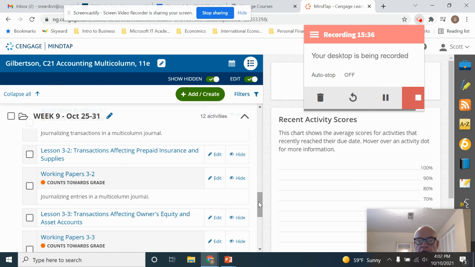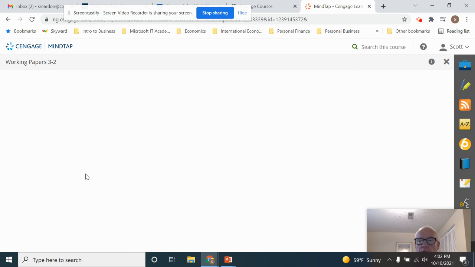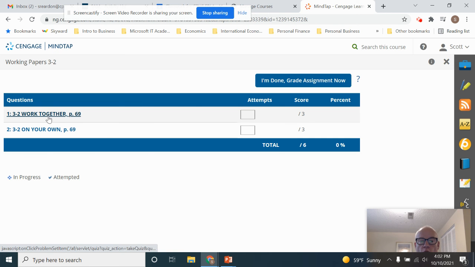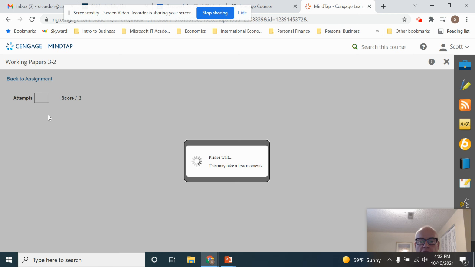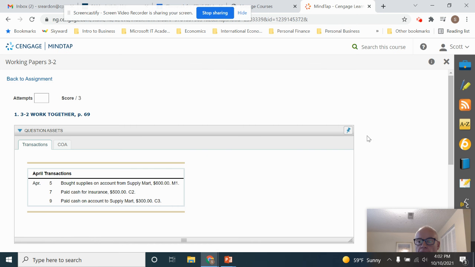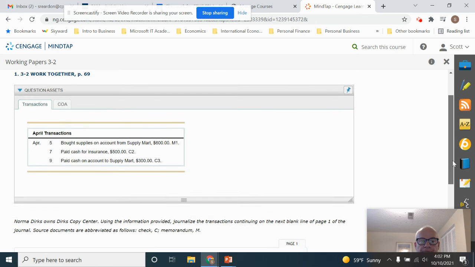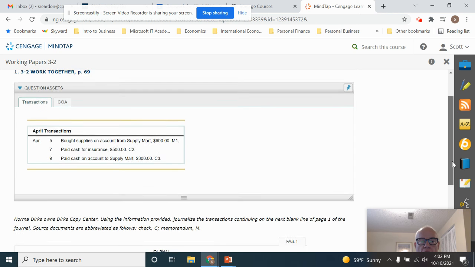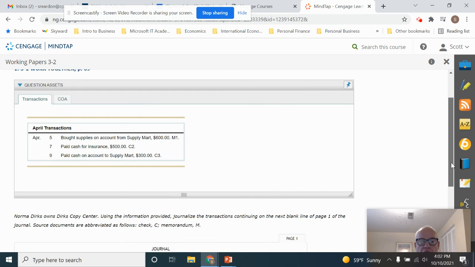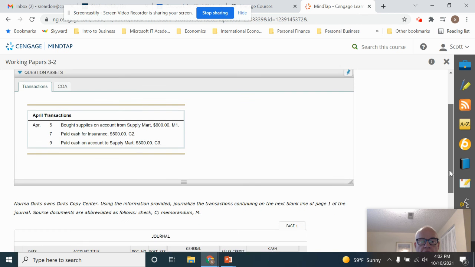Okay, so I'm going into Working Papers 3.2 in MindTap. Here we go. I'm going to go to Work Together. I've got to change the scores on those, just ignore that for now. Okay, all right, so here we go. We have 3 transactions related to supplies and insurance.